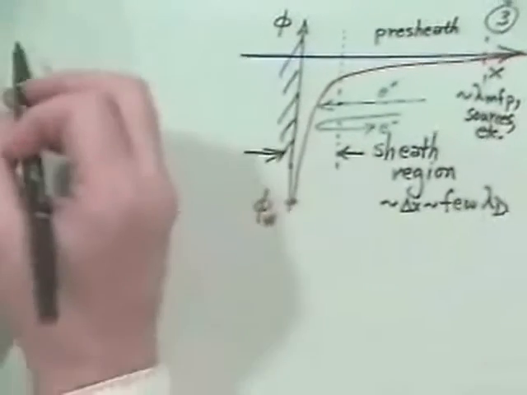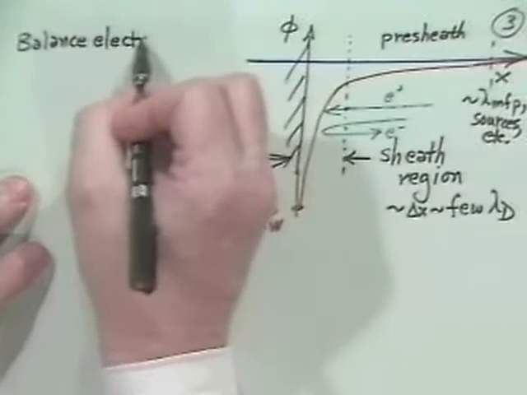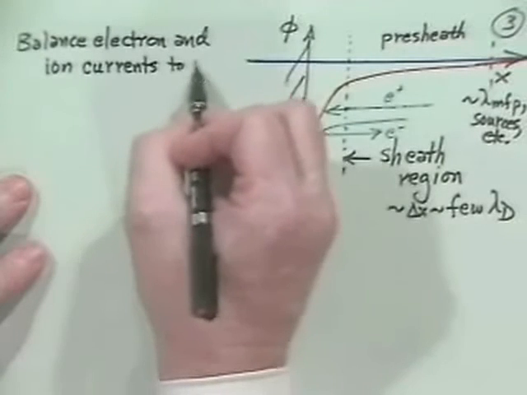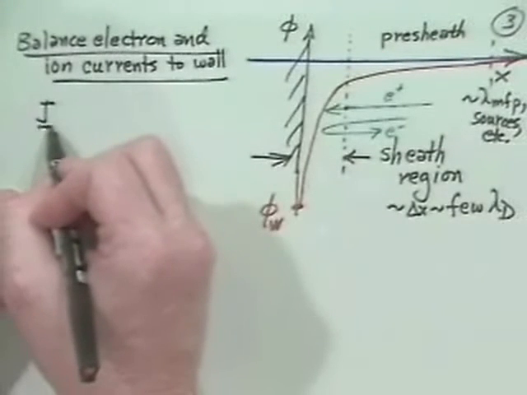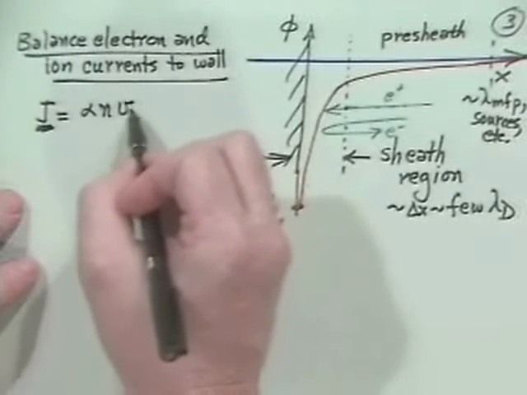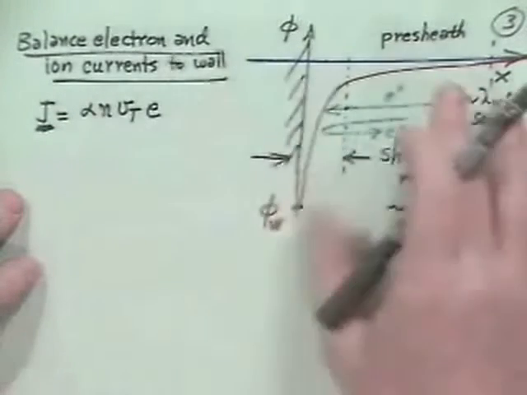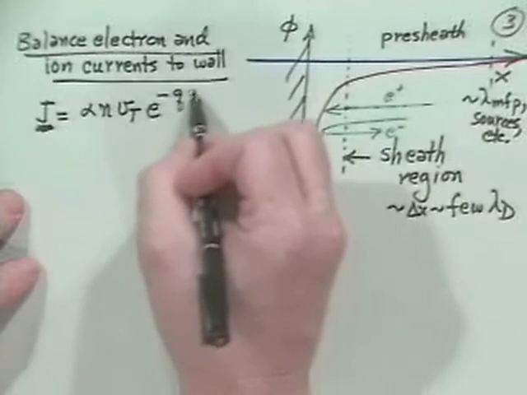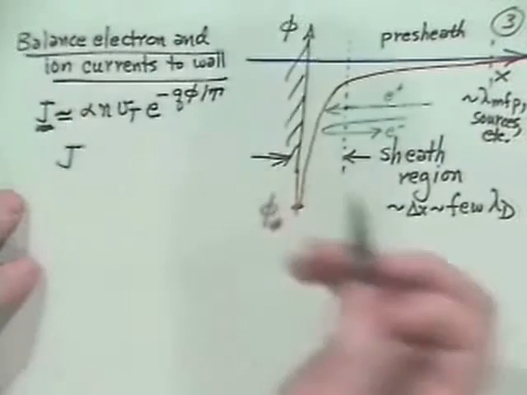Okay? So, let's say, balance electron and ion currents to the wall. Currents or charge flows, of course. How big is the current to the wall? Well, the current is equal to some value, alpha being some numerical constant I won't really worry about, times n v thermal, that's its random velocity. Ordinarily you would say it's not a very big difference, but because we've got this potential in here and we're trying to reflect the electrons, we better use the so-called Boltzmann distribution, e to the minus q phi over T, particularly for electrons. So let's say the current J is sort of like that.